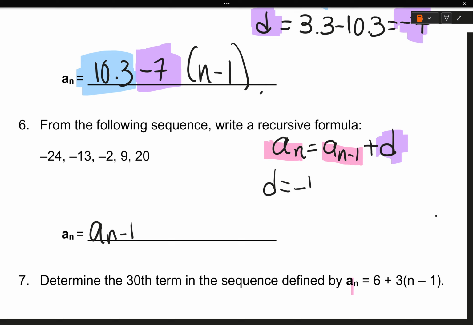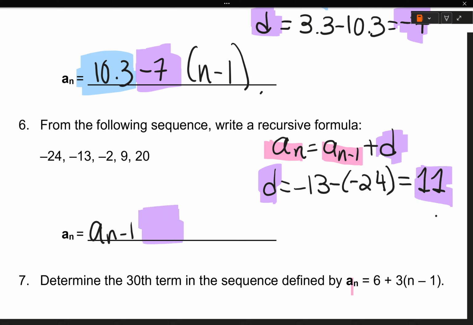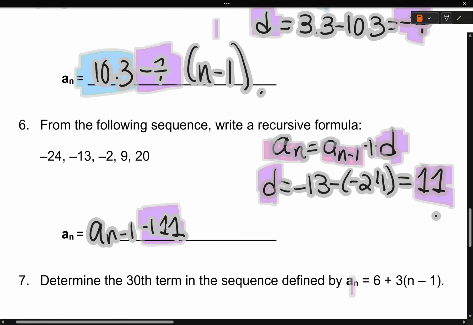Now let's find d, our common difference. We're going to do the same thing as before. Second term minus first term. Negative 13 minus negative 24 is positive 11. Since 11 is positive, I'm going to write plus 11.